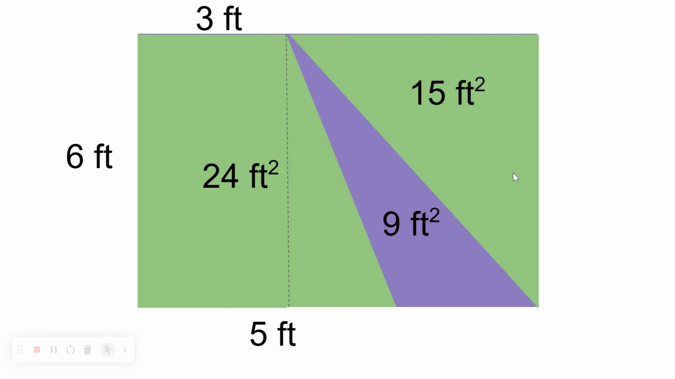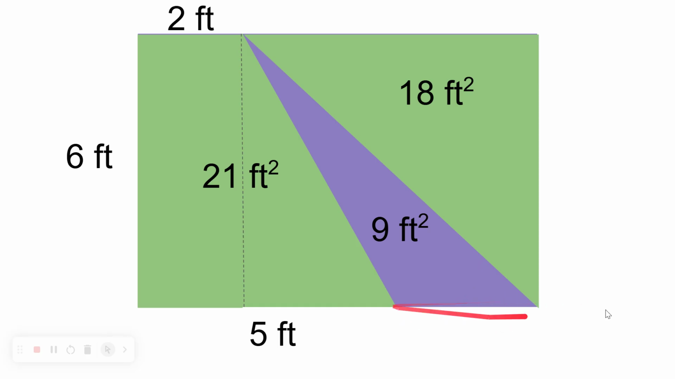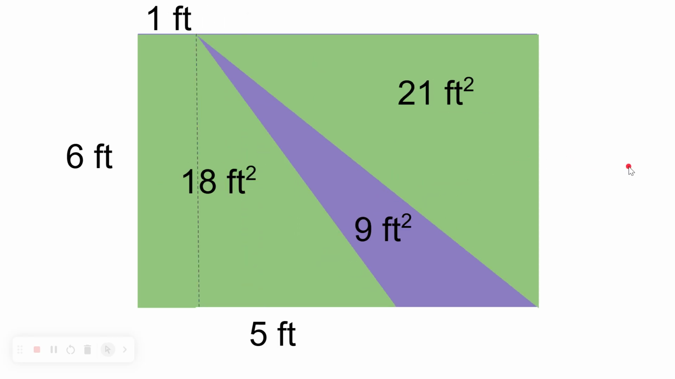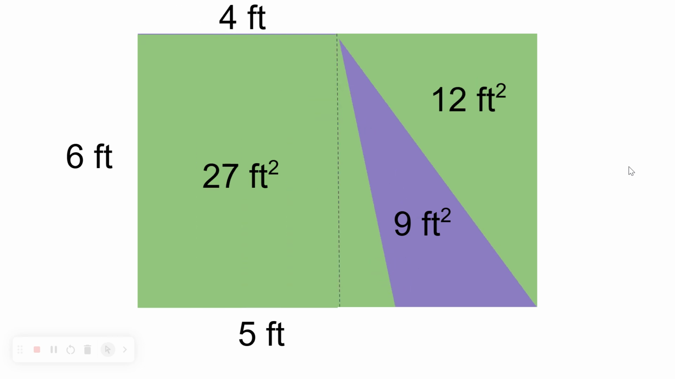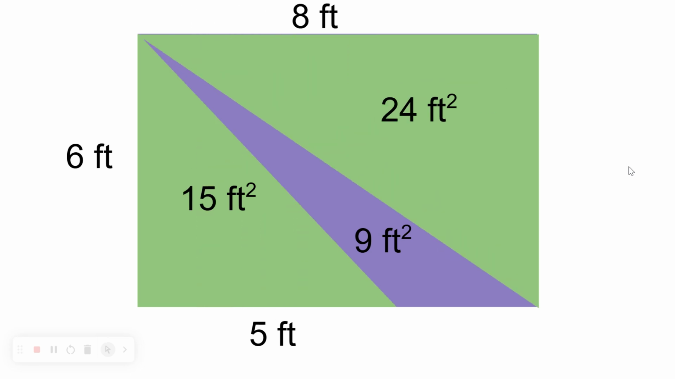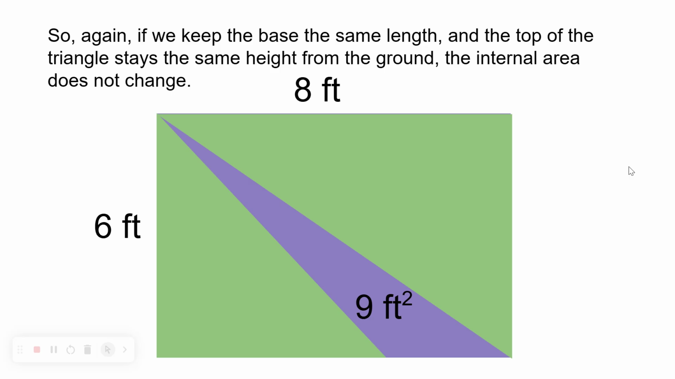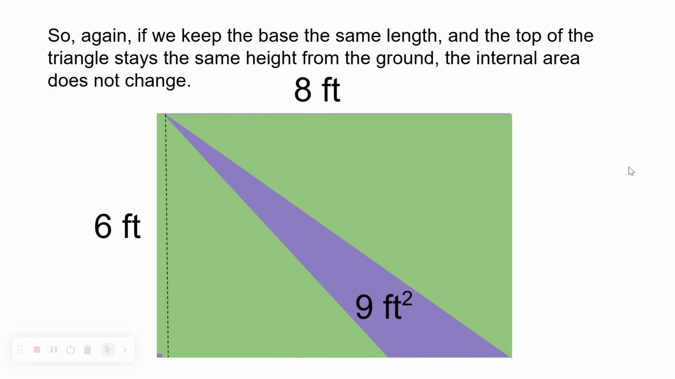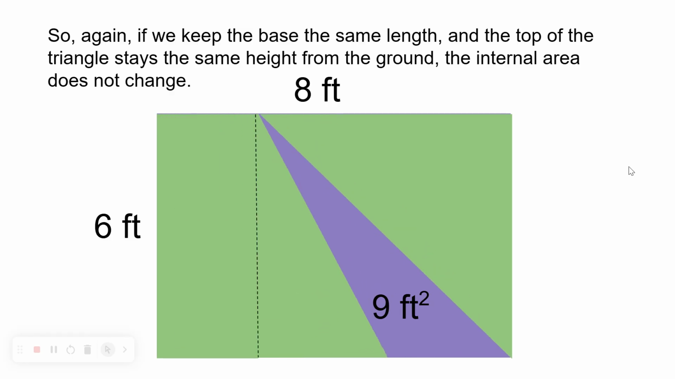And again, notice as I'm moving it, the base of the purple triangle is not changing, the perpendicular height of the triangle is not changing, and the area inside the triangle is not changing. That's the whole point here, that's what we're trying to determine. If we keep the base the same and we keep the perpendicular height the same, we will always end up with the area inside the triangle being the same.